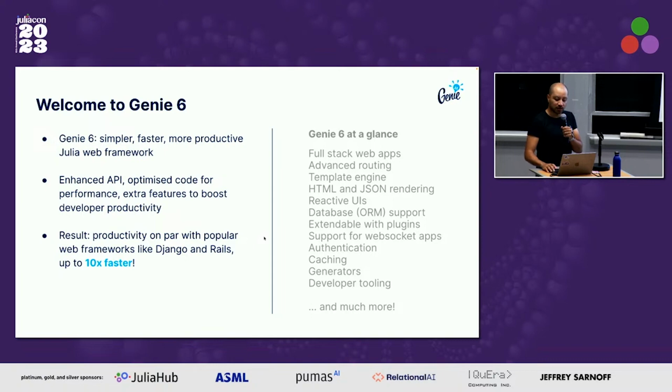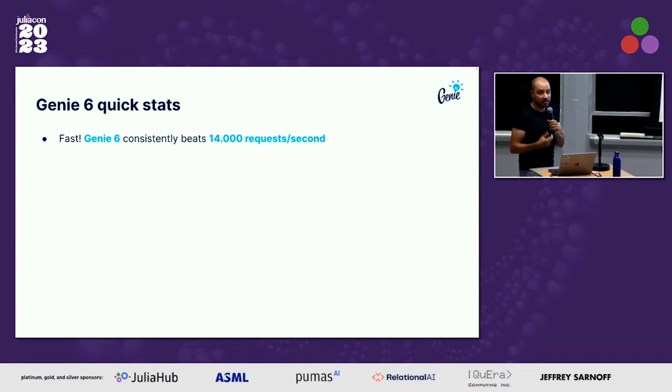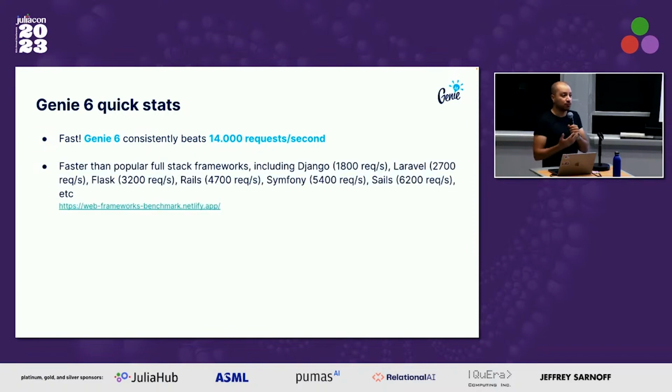To go into a little more depth with the speed improvements, let me say first that Genie 6 is fast. According to some benchmarks taken with wrk and other tools, it consistently beats over 14,000 requests per second. If we compare this to other frameworks like Django, Rails, or Sails, Genie is much faster, as at most these other frameworks can handle 6,000 requests per second according to some publicly available benchmarks, which is less than half of what the Genie framework can do.